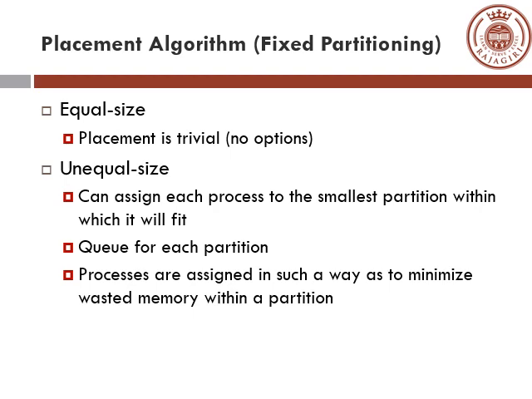We will take a look at what are the possible placement algorithms for fixed partitioning. In the case of equal size partitioning, we have no options and any program will be assigned to any block of a fixed equal size. That is, the placement problem is trivial. In the case of unequal partitions, we can assign each process to the smallest partition within which it will fit. So we would need a queue for each partition, and processes can be assigned in such a way as to minimize wasted memory within a partition.